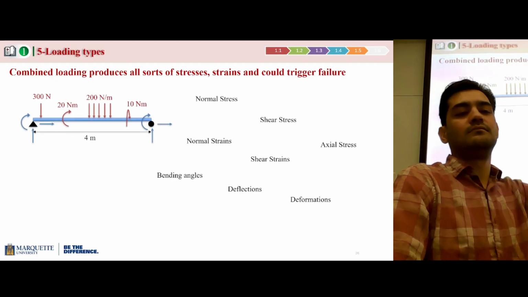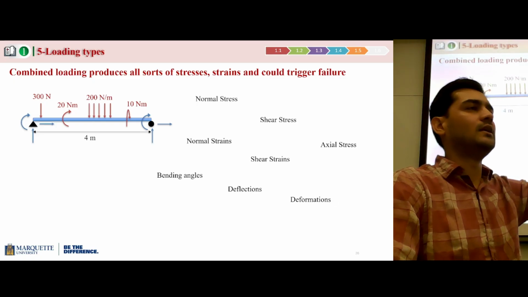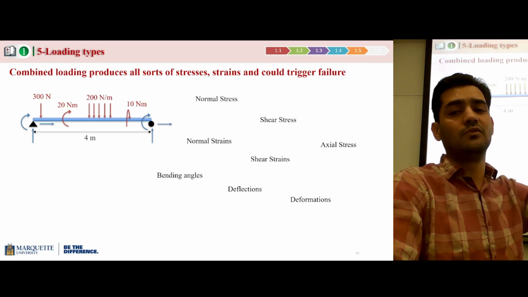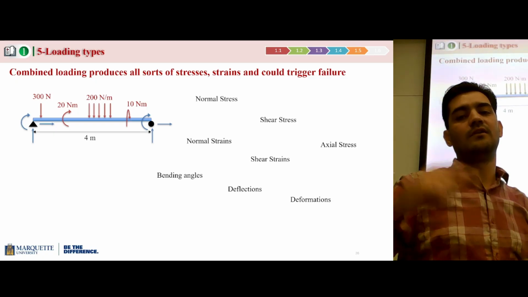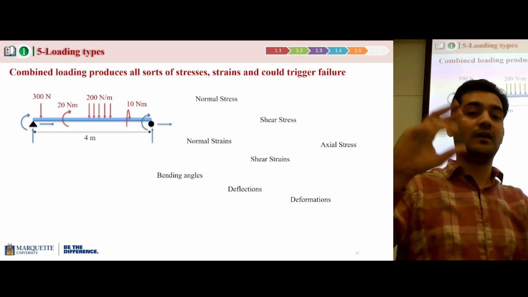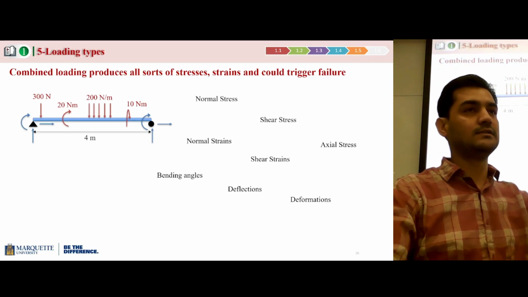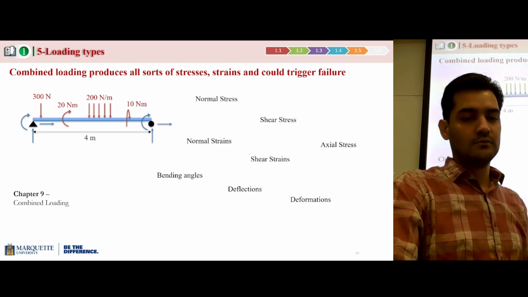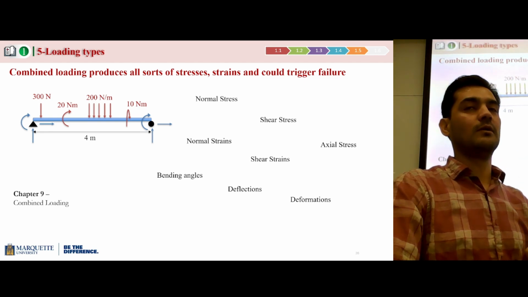So you have so many different types of external loads, many types of internal loads, so many reaction loads. So you have all sorts of stresses. You have normal stresses, shear stresses, bending stresses. So you have a bunch of different stresses acting all together. That's what we're going to talk about in combined loading.